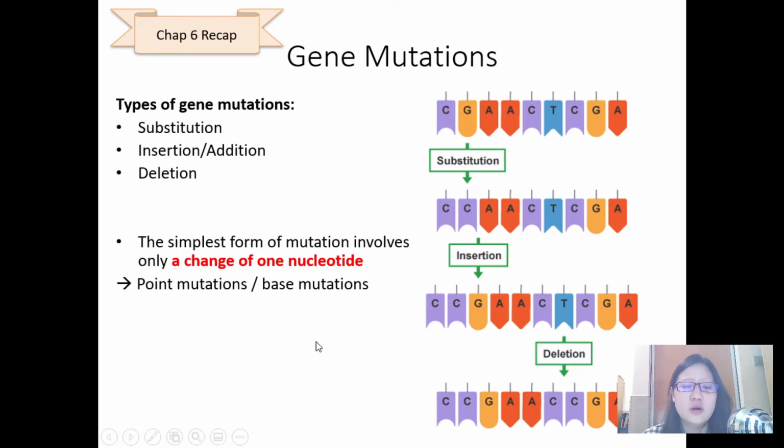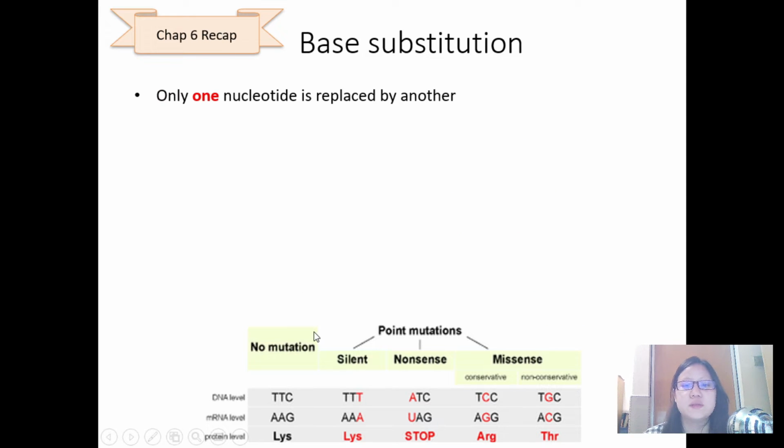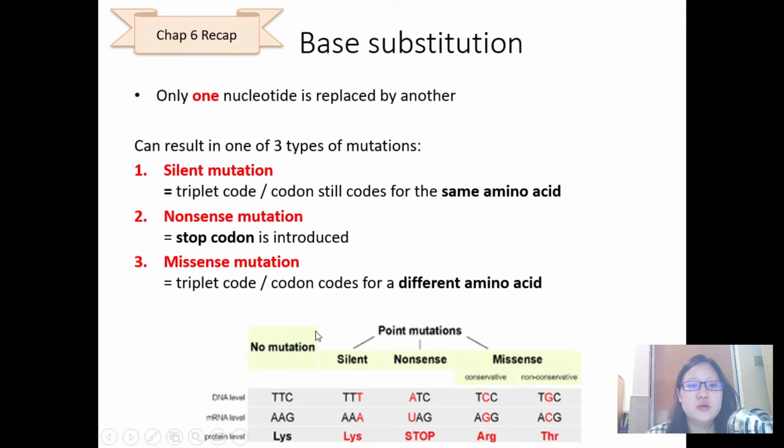Again, according to the slides, we do learn only a change of one nucleotide. We learn the simplest form of mutations, and that is called point mutation or base mutation. Now, in base substitution, only one nucleotide is replaced by another. It could result in three types of mutation: a silent mutation, a nonsense mutation, or a missense mutation.